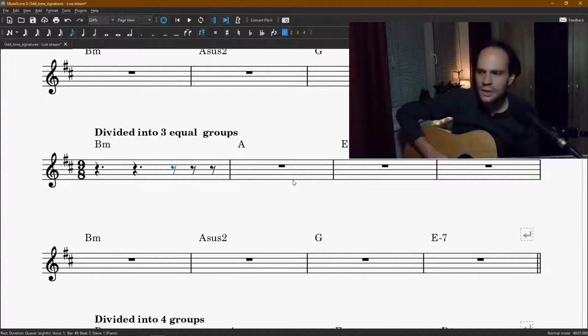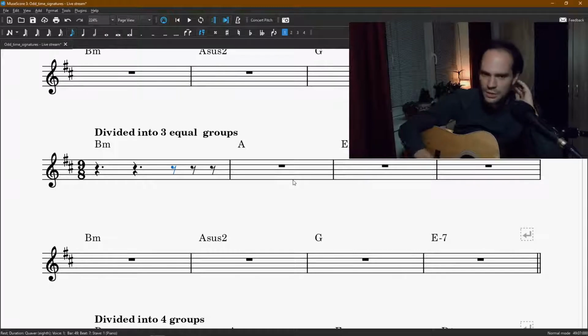So this is quite a smooth time signature, but it's not used that much in pop music. But in classical music, you'll see it, especially in classical music from before, let's say 1850, something like this.